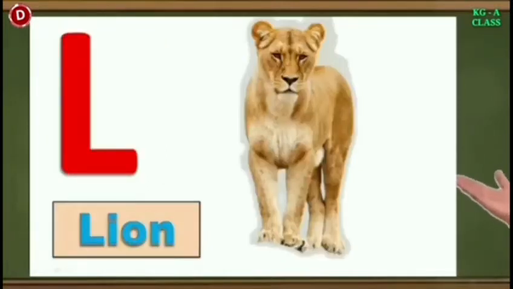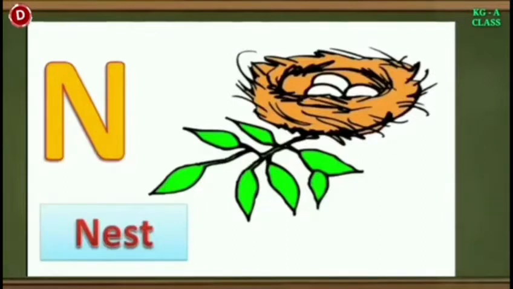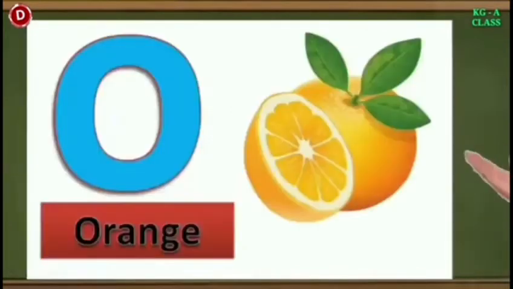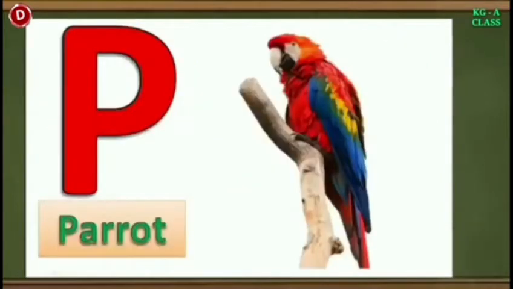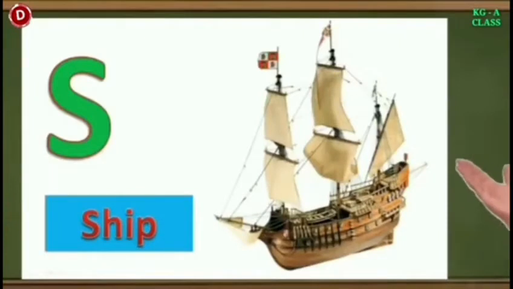Next letter is L. This is L. L for lion. Now comes M. M for mango. Summer is the season of mango. Now comes N. N for nest. The bird lives in a nest. Children, this is O. O for orange. Now comes P. P for parrot. Children, the next letter is Q. Q for queen. Now comes R. R for rabbit. This is S. S for ship.